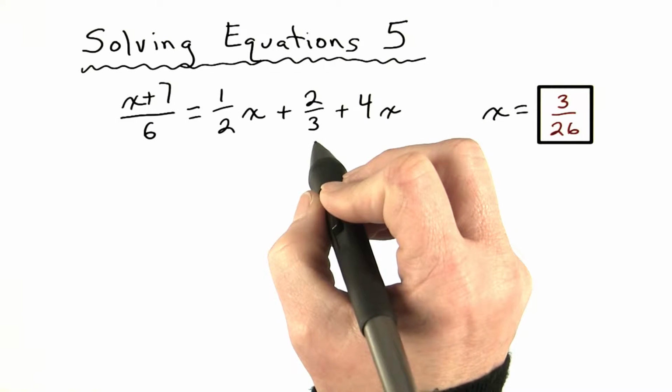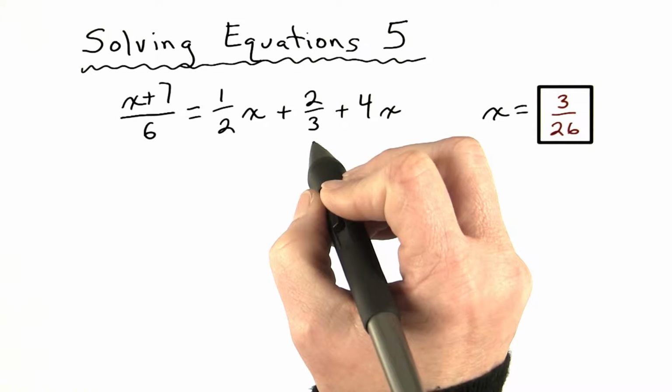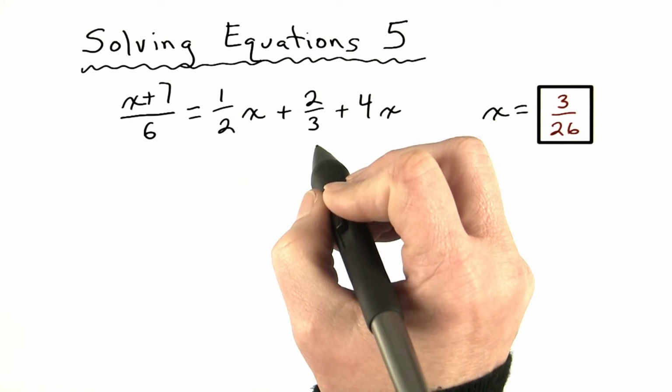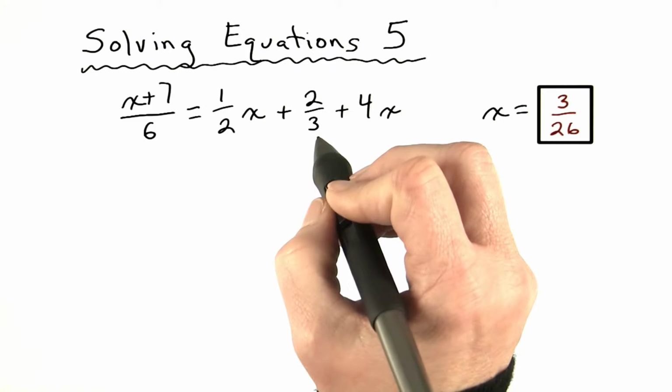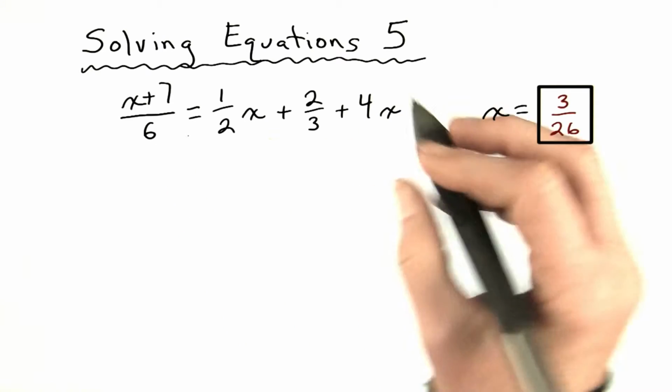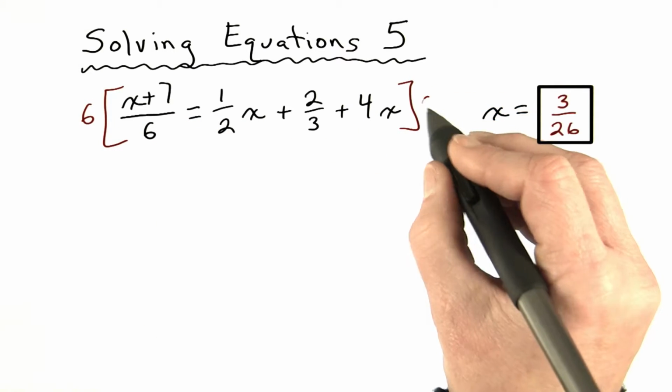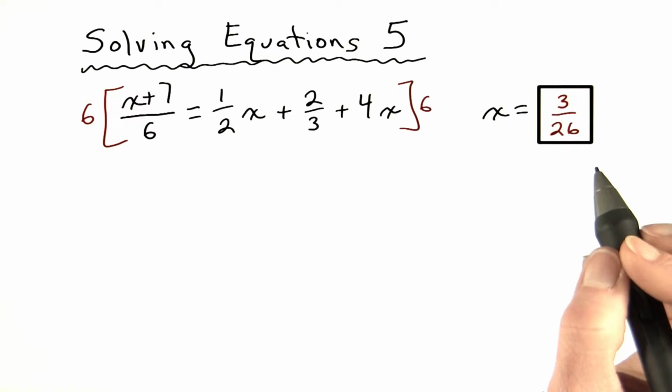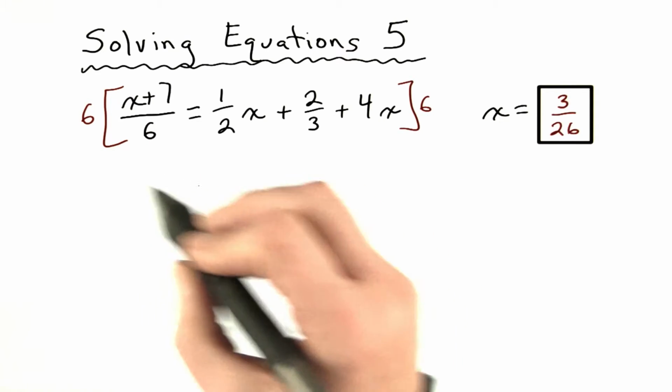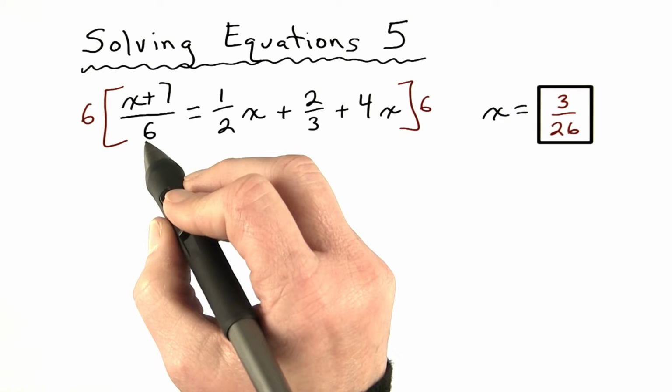Since I don't want to have to add, subtract, multiply and divide a lot of fractions, I can clear the fractions by multiplying through by the least common denominator. The denominators are 6, 2, and 3. The least common denominator is 6. So I have to multiply the equation through by 6. I'm going to skip the step of showing the individual multiplication of the terms.